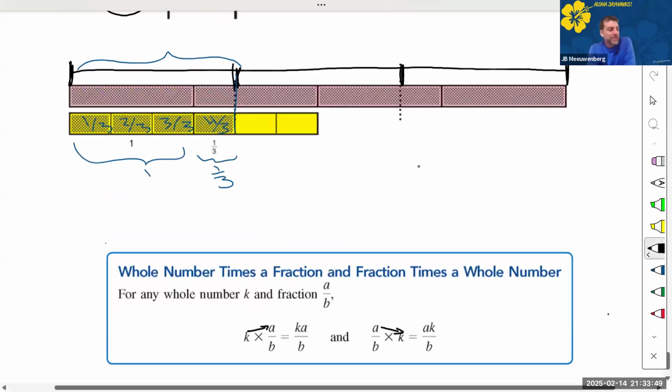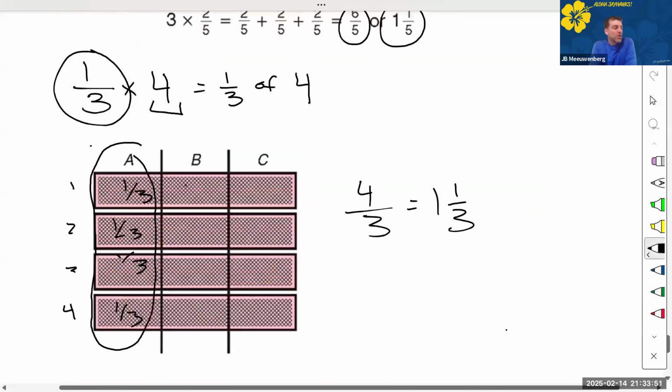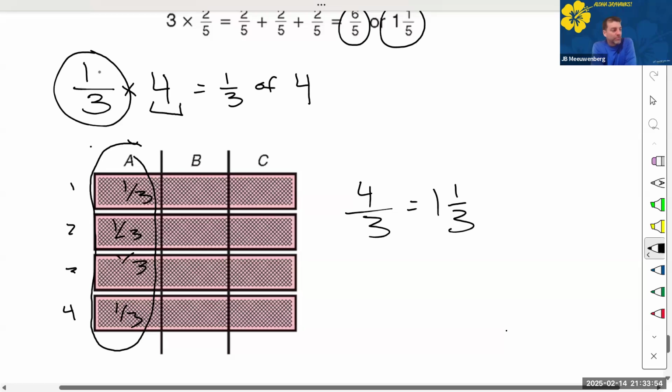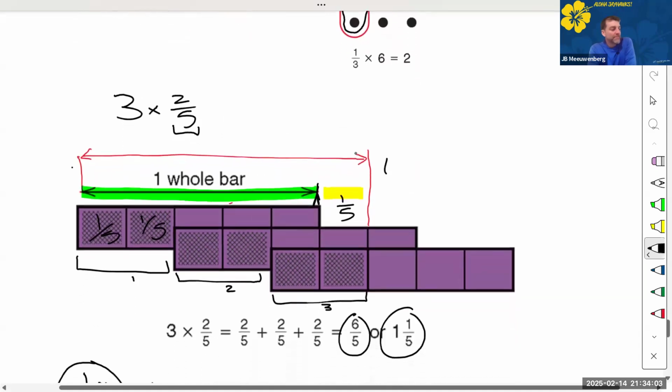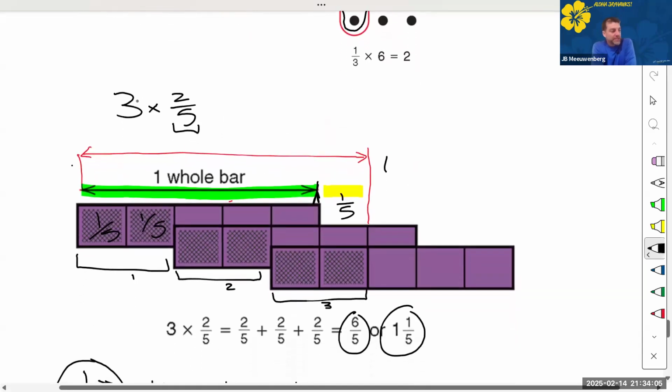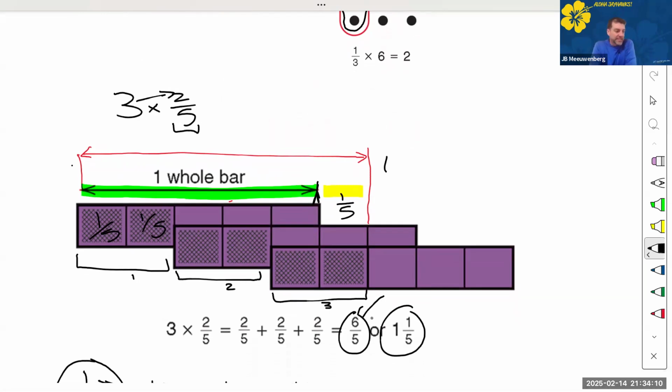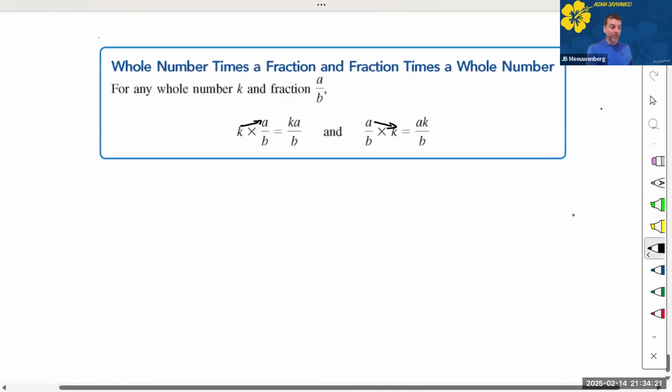Didn't we see that same thing up here? 1/3 times 4, the 1 and the 4 got multiplied, and we ended up with 4 over 3. Same thing if we multiplied 3 times 2/5. We multiplied the 3 times the 2 to get 6 over 5. And maybe now you can connect that idea to what we actually did in that diagram. So now let's have you try a couple.